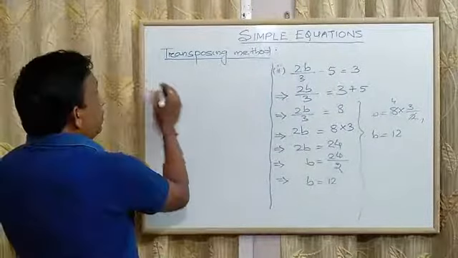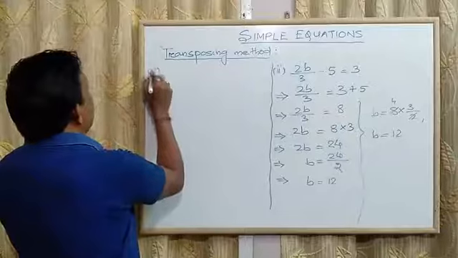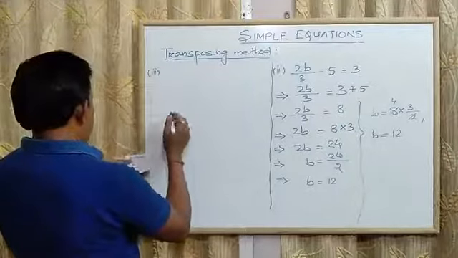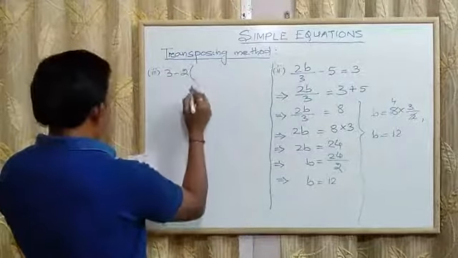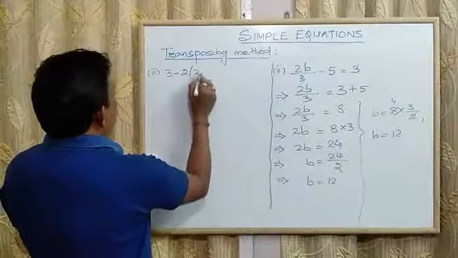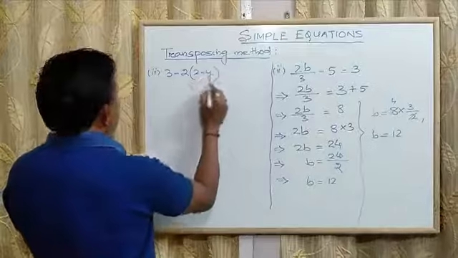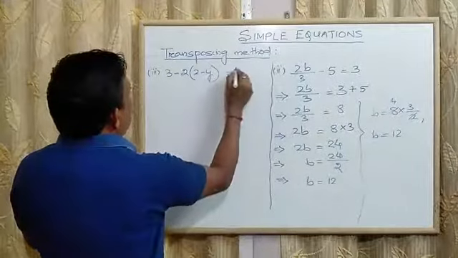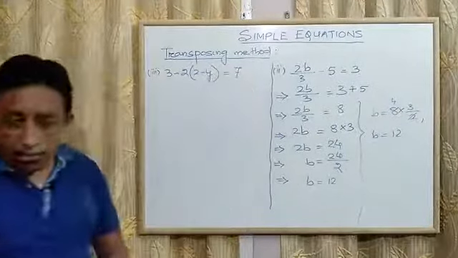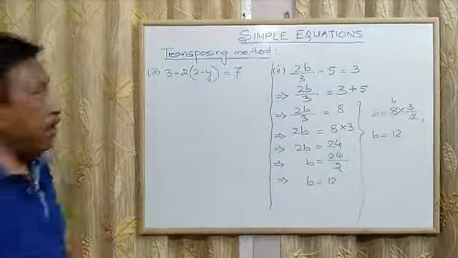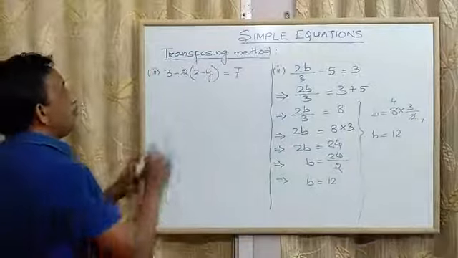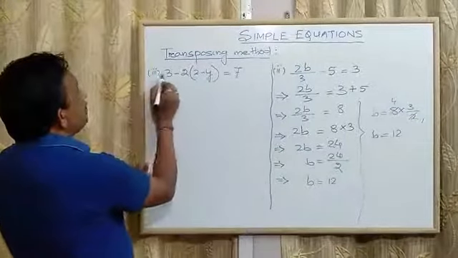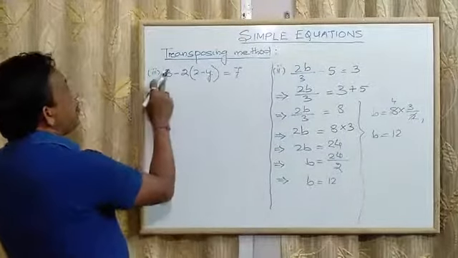Now number 3, it is 3 minus 2 into 2 minus y equal to 7. Now how do we do this? Now we will go step by step. You see, first what we will do, 3 means what? It is plus 3.